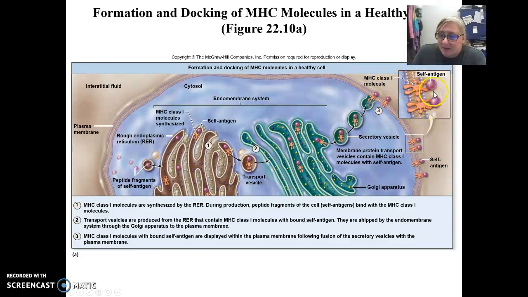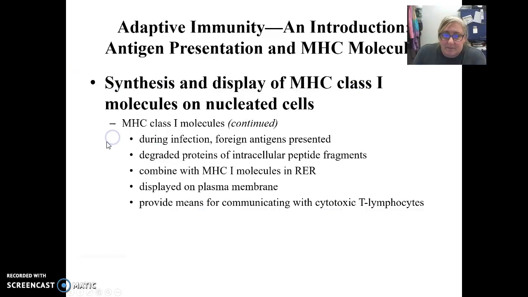And so here's what it looks like. So this is just a basic MHC molecule with a self-antigen associated with it. This is on all of our body cells, so these would be MHC class 1. These are the ones that our cytotoxic T lymphocytes are going to react to.